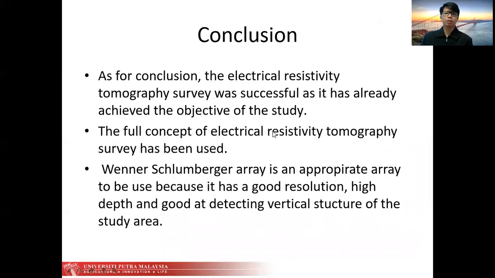For the conclusion of my project, electrical resistivity tomography was successful, as it has achieved the objectives of the study. The full concept of the ERT technique has been used, and Wenner-Schlumberger was used because it has good resolution, high depth, and is good at detecting vertical structures of the study area.